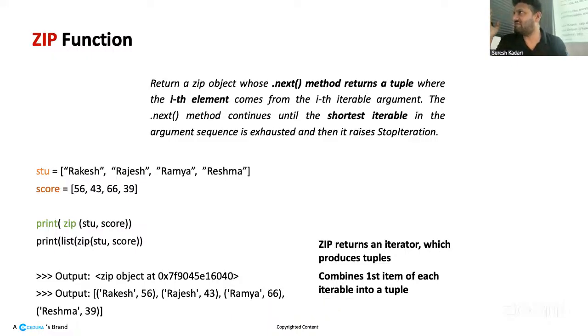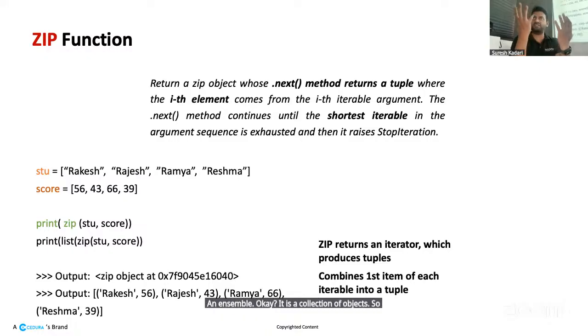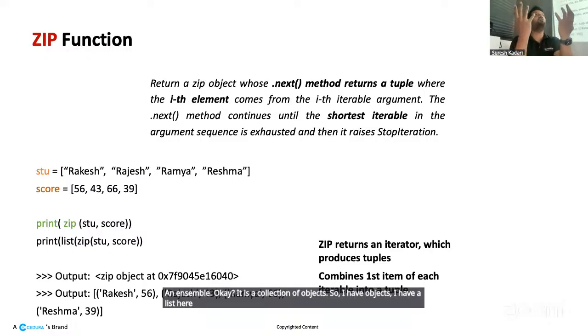What is a list? A sequence, a collection of objects, an ensemble. Okay, it is a collection of objects. So I have objects, I have a list here, and I would like to combine them.